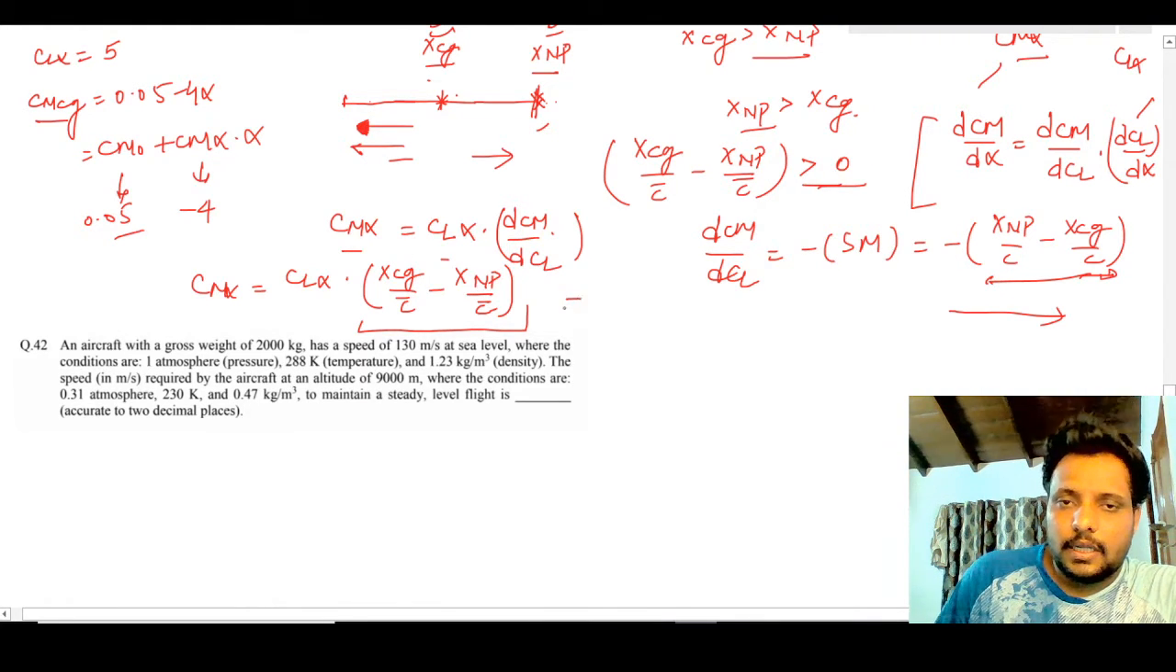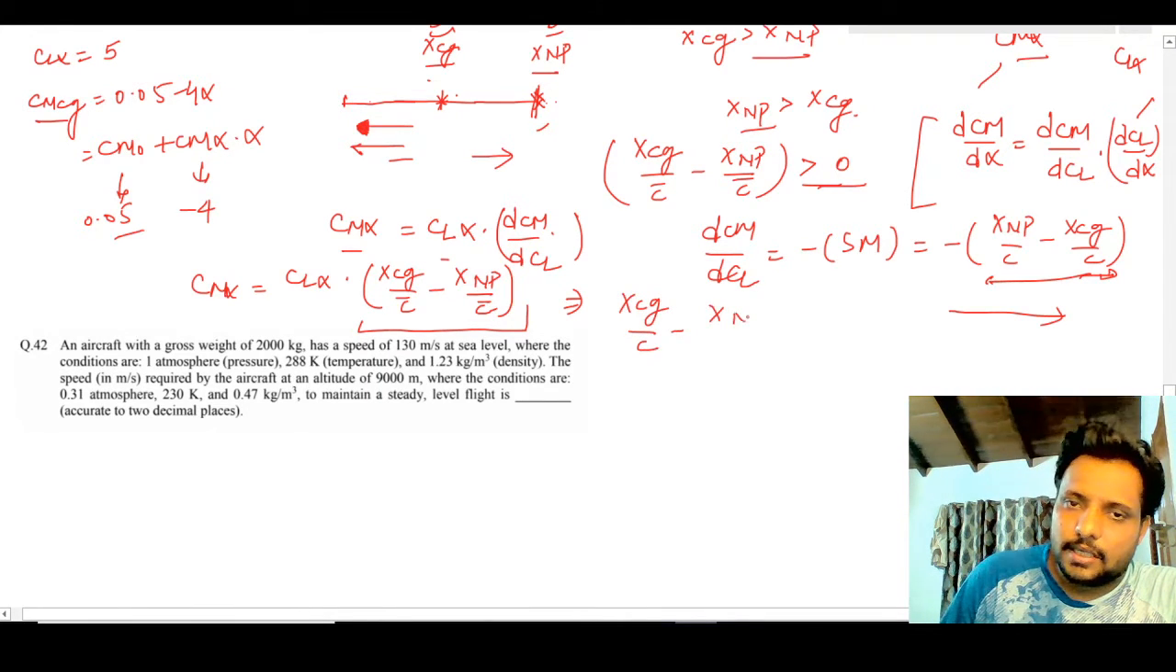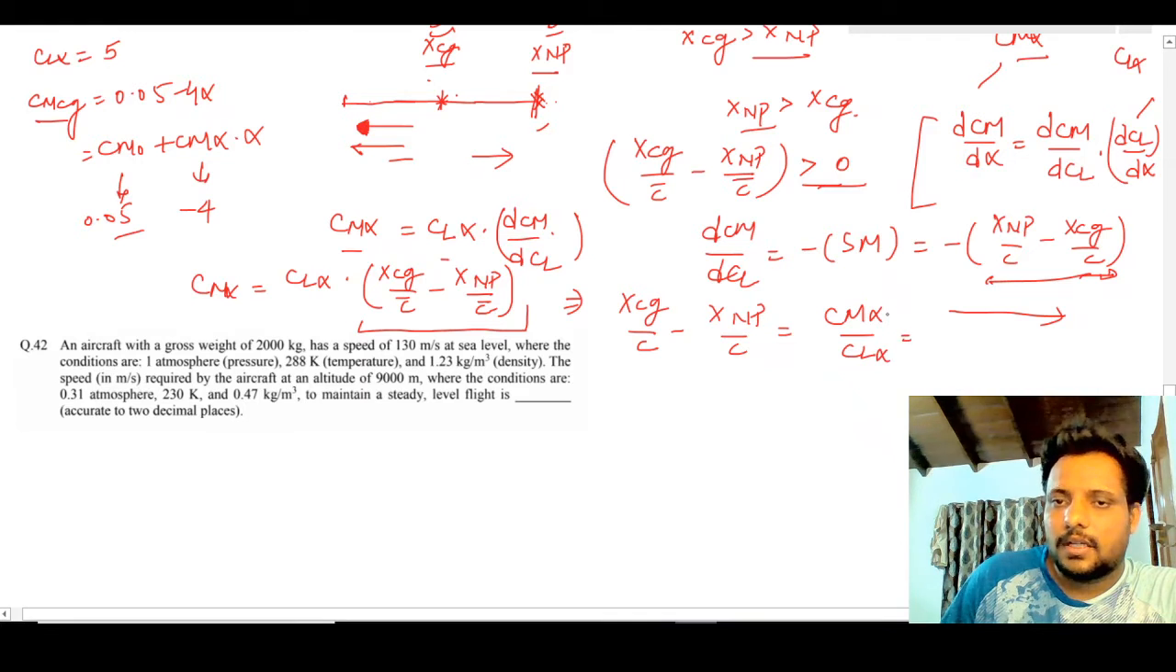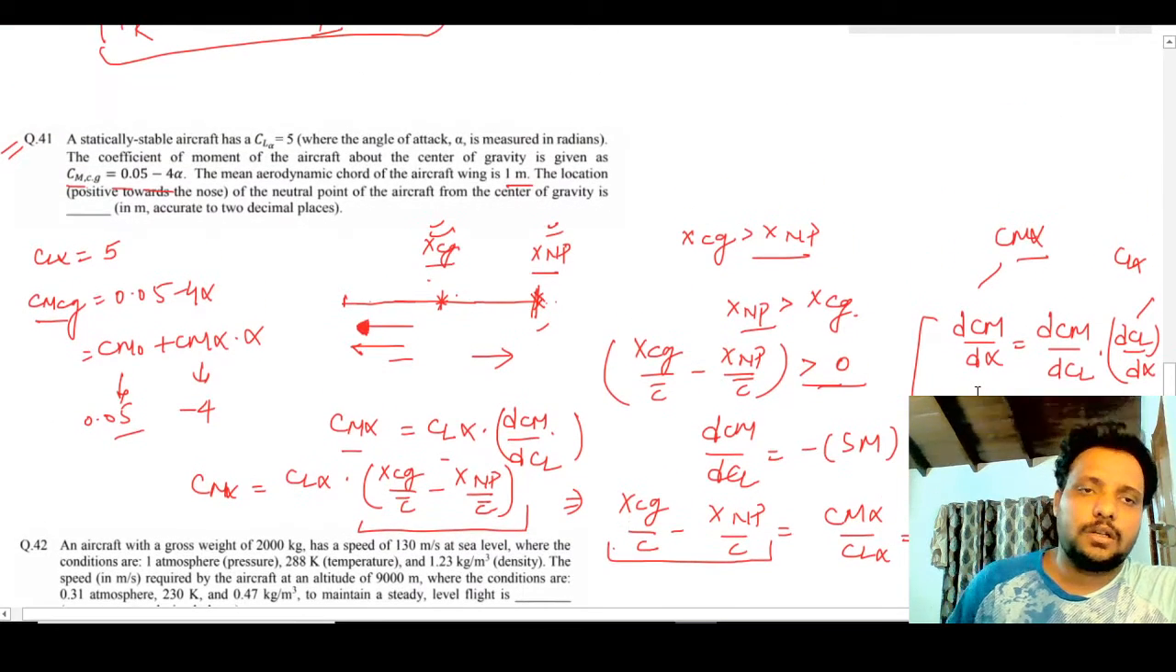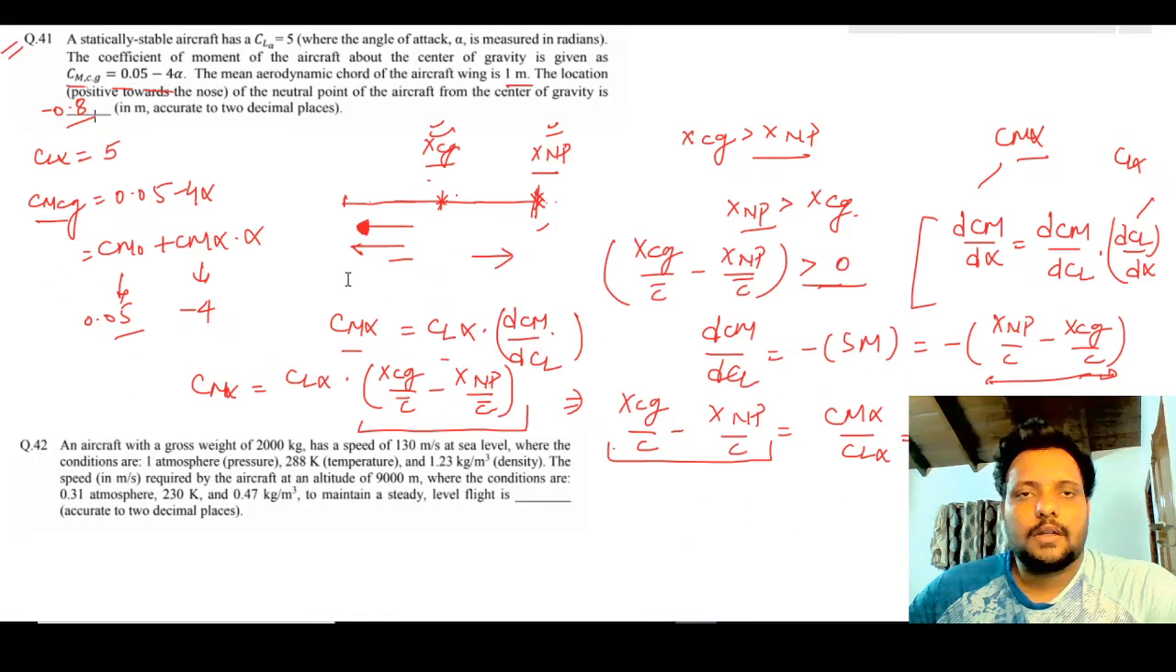Now XCG by c bar minus XNP by c bar is Cm alpha by CL alpha. Cm alpha is minus 4, CL alpha is 5, so minus 0.8 is the answer. XCG minus XNP is positive for this particular case, so minus 0.8 is the answer, which we can write here.